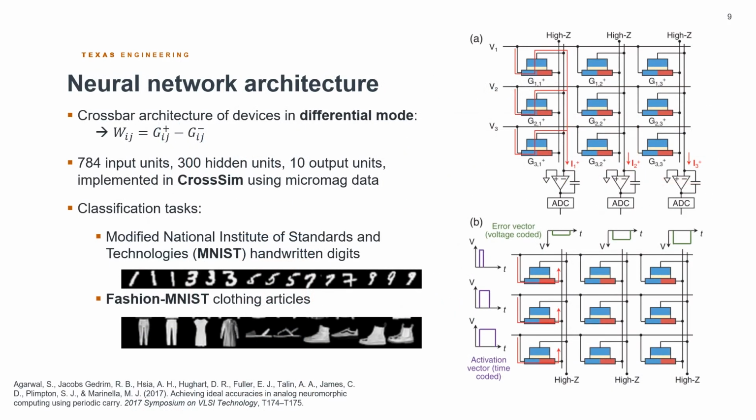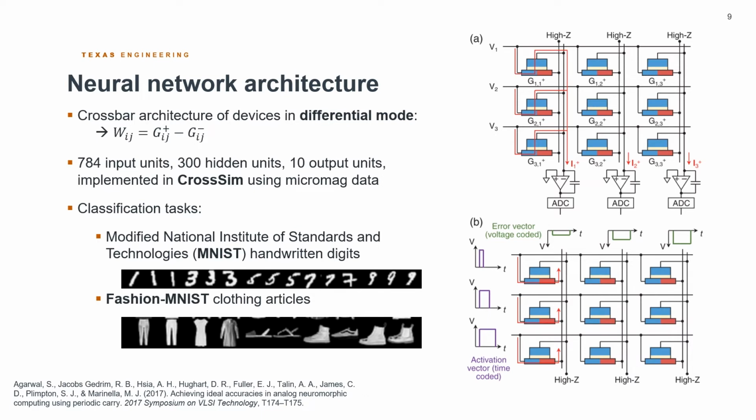In order to evaluate the performance of the device in a neural network, we apply the device characteristics onto a crossbar architecture of these devices used in differential mode, which means that each synaptic weight is represented by the difference in conductance of two of these devices. So one device represents the positive weight and one device represents the negative weight.